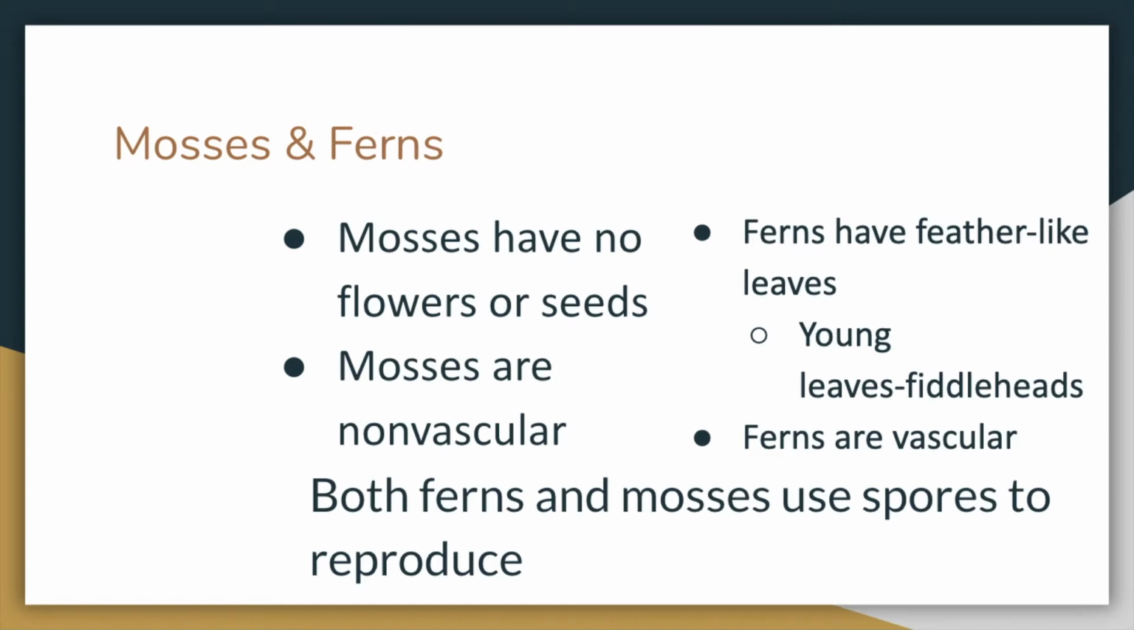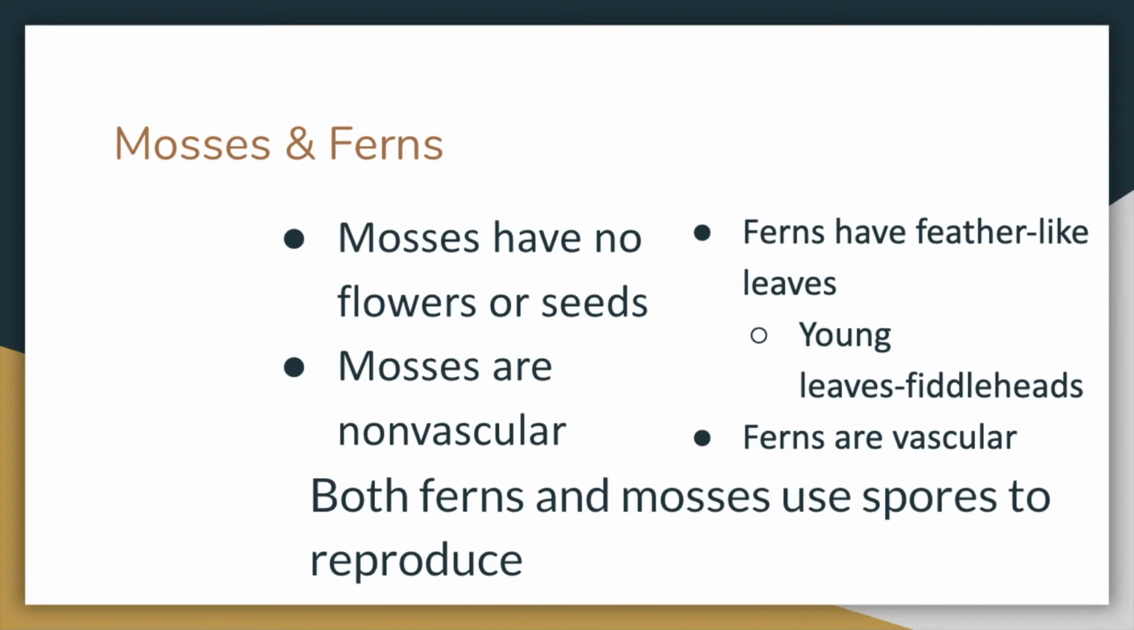So I wrote this on your page, but there's 2 things that you should write down. I wrote down mosses are non-vascular. You could also write down that they have no flowers or seeds. Ferns have feather-like leaves, and they're also vascular. But they both use spores to reproduce, which are just little tiny seeds that kind of shoot out and land in the ground and will reproduce.